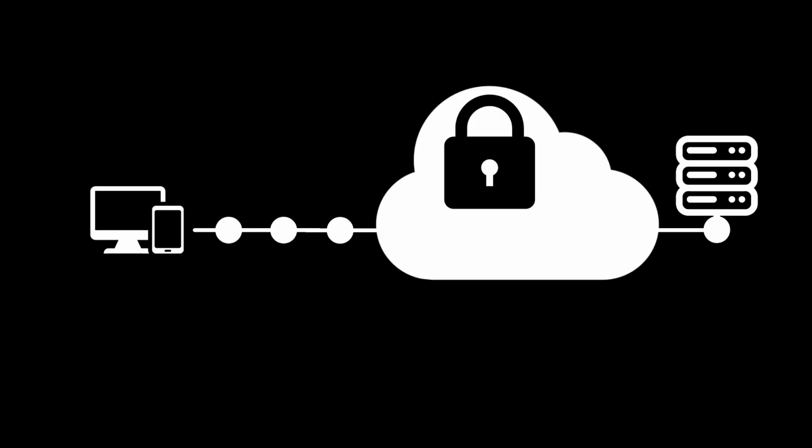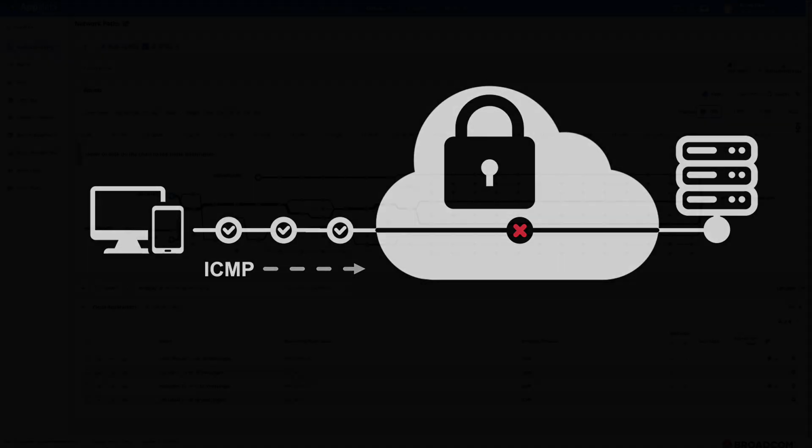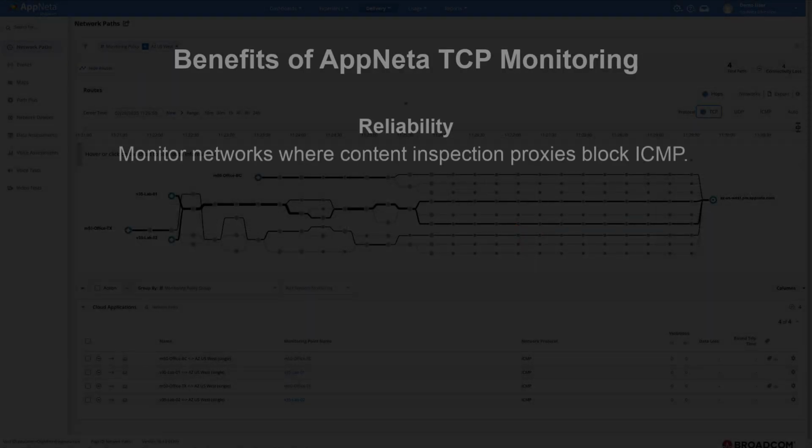Security services such as Zscaler and other content inspection proxies play a crucial role in regulating and inspecting network traffic. Often these services restrict the entire network to use specific ports and protocols and may even block ICMP entirely. By moving from ICMP to TCP for monitoring, we can ensure performance monitoring packets more reliably reach the target.